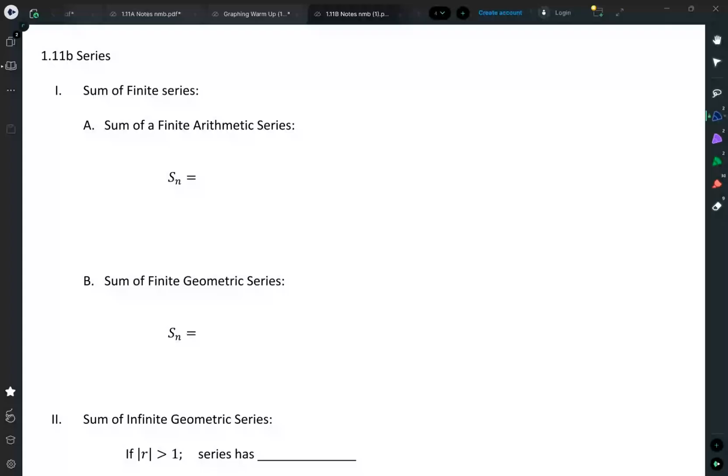So remember, a series is just a sequence when we've got a bunch of plus signs, and we're going to be looking today at some shortcut rules to help us add them all up. And then also what happens when we have an infinite series, infinite geometric series.